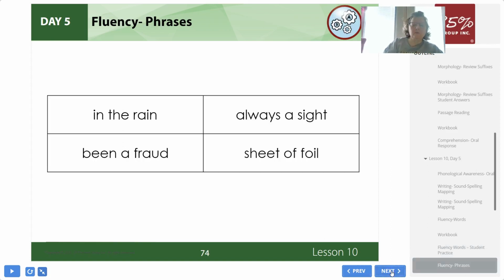All right, so next we're going to read the fluency phrases. Let's practice 4 phrases together. In the rain, that one's in the rain. Always a sight, been a fraud, sheet of foil.